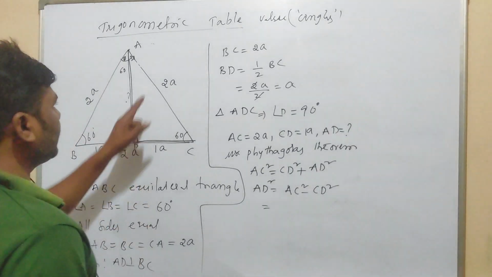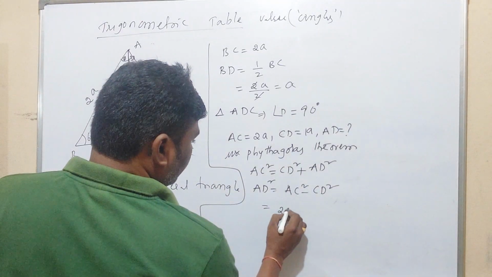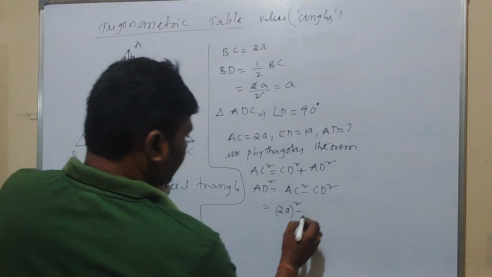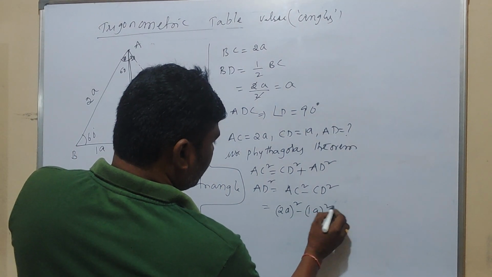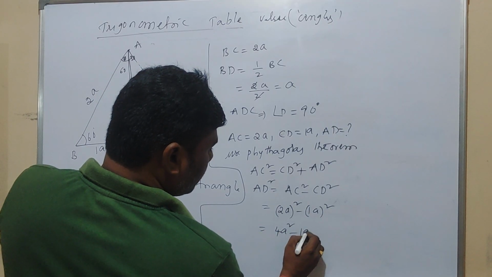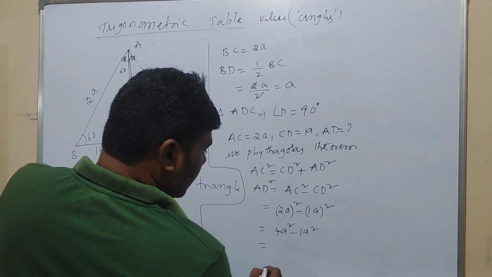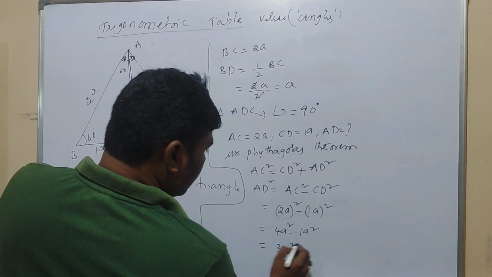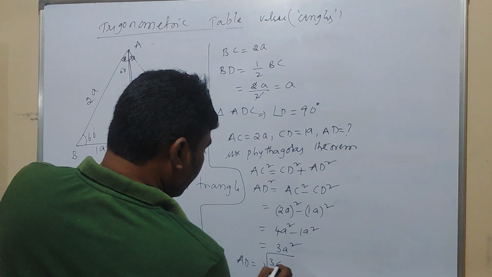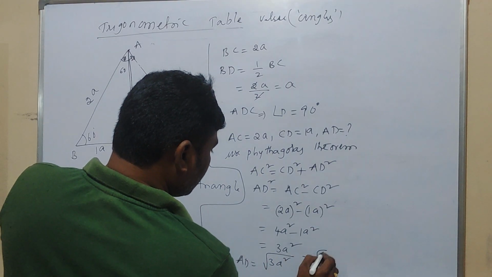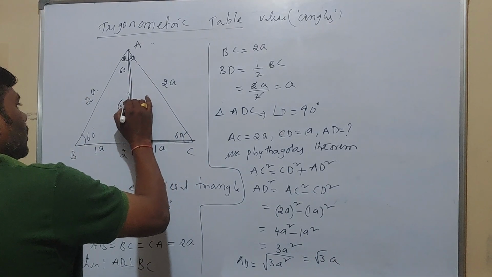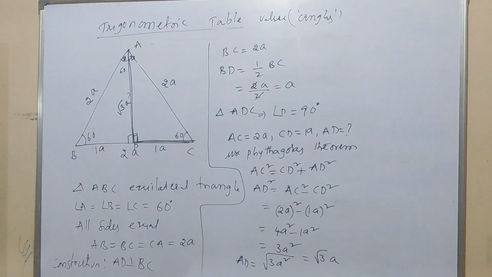AC equals what here? 2A, whole square, minus CD. CD means 1A, whole square. 2 2s are 4A square, and 1A square is 1A square. 4A square minus 1A square equals 3A square. AD equals root 3A square, that equals root 3A. So this side equals root 3A.